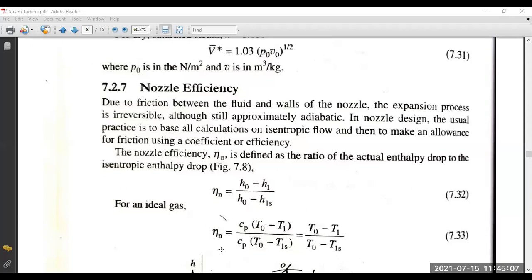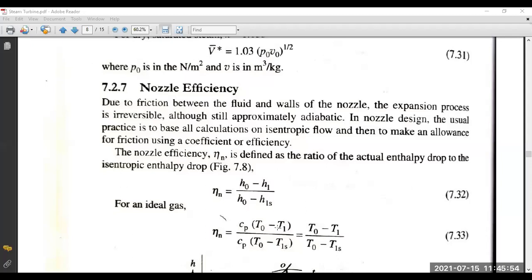So for an ideal gas, the efficiency eta n is equal to Cp times (T0 minus T1) divided by Cp times (T0 minus T1s), where Cp is the specific heat at constant pressure, T0 is the temperature at the stagnation point, T1 is the temperature at the outlet, and T1s is the isentropic temperature, which would be the temperature if no friction took place.